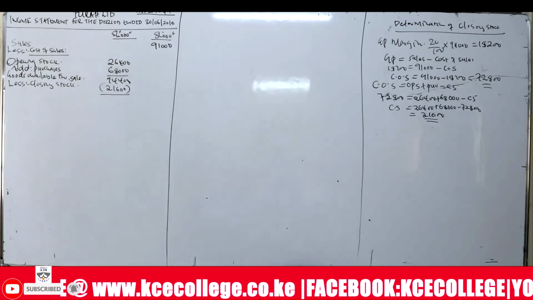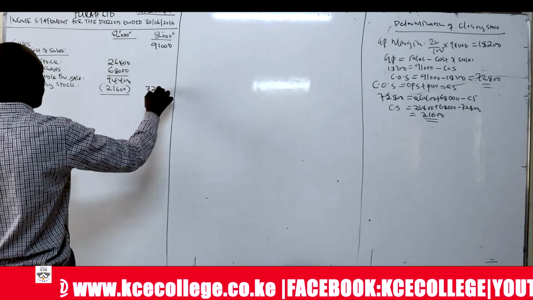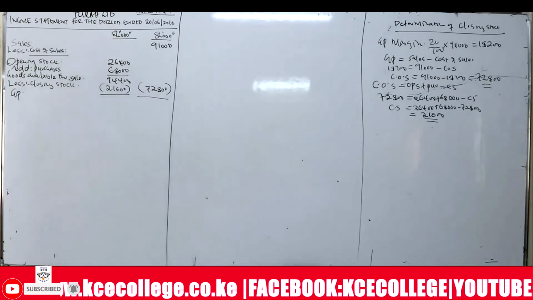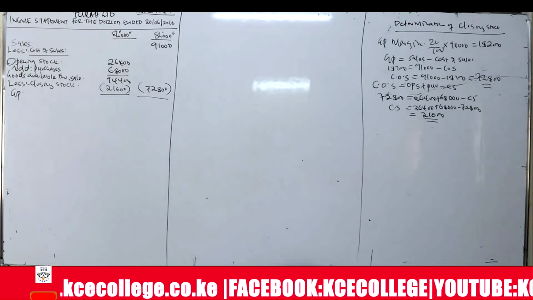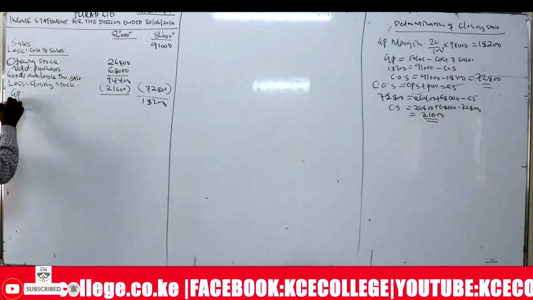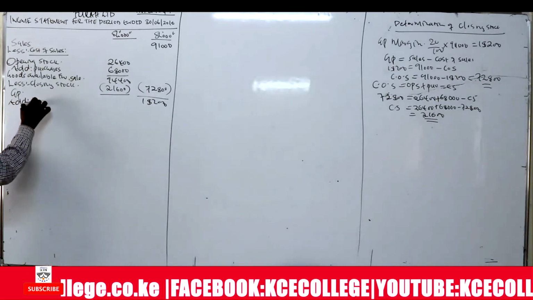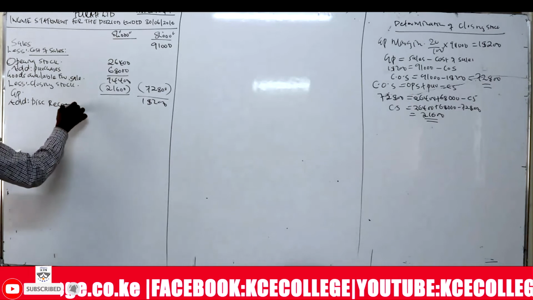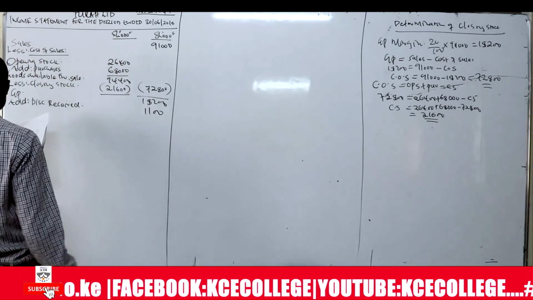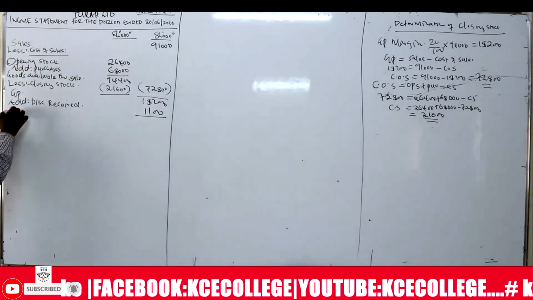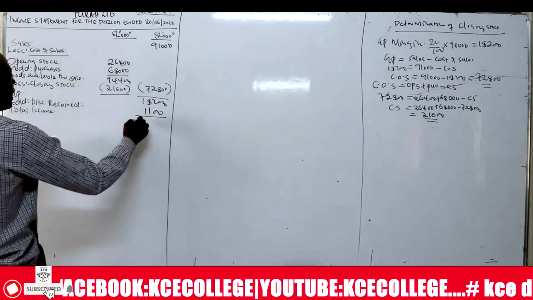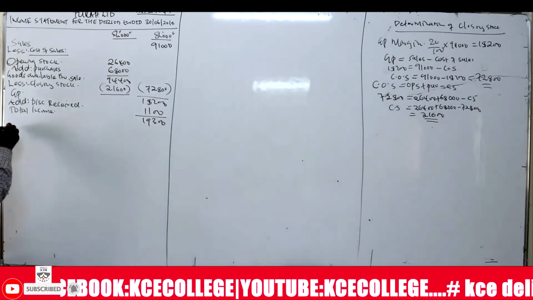So we have 72,800 here, and then here we have the gross profit. When you subtract those two, what do you get? 18,200. You add discount received. Do you have discount received? How much is the discount received? 1,100. Total incomes how much? 19,300. And then you list your expenses here.